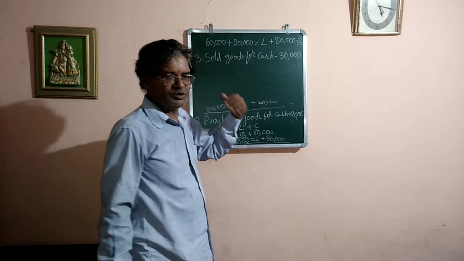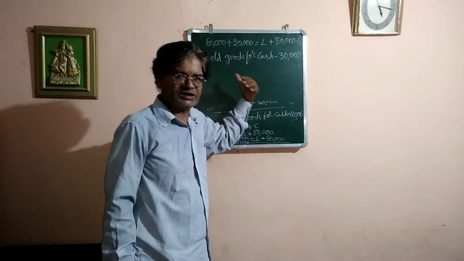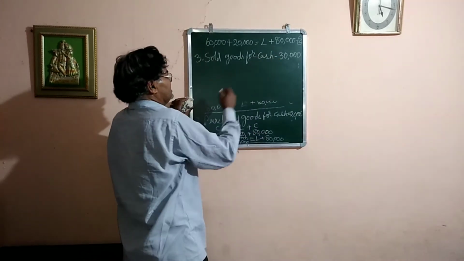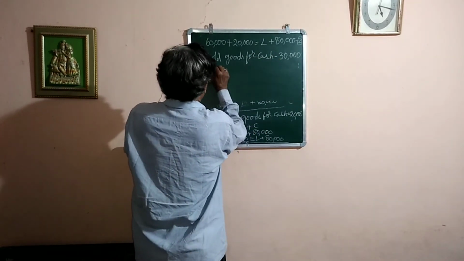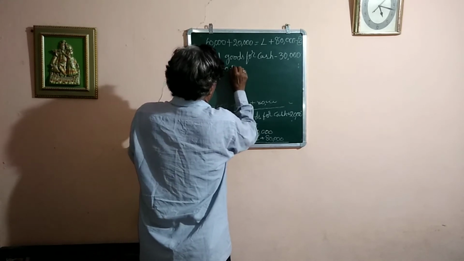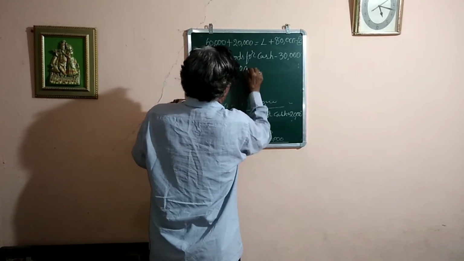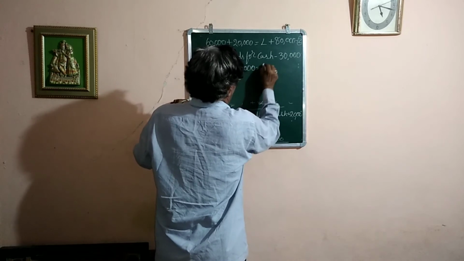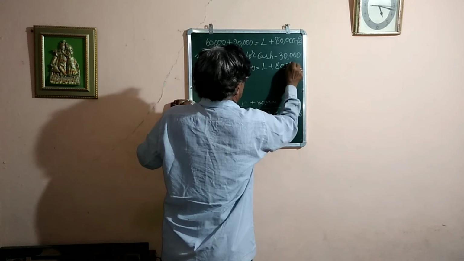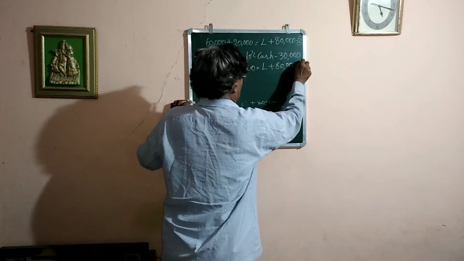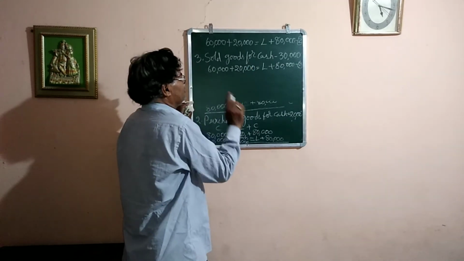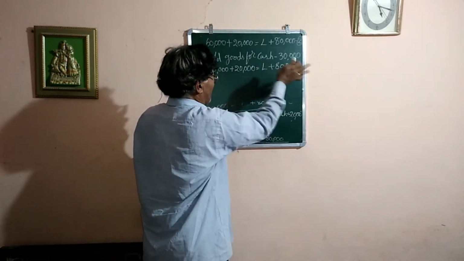Now, when you are going for the transaction and when we want to see the accounting equation for the third transaction, first of all we have to take into account the second accounting equation. The 60,000 plus 20,000 is equal to L plus 80,000. This is the second accounting equation that we are coming across. What is happening we have to see. Sold goods for cash. That is, we are getting the cash and goods going.